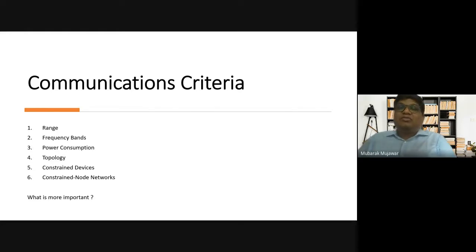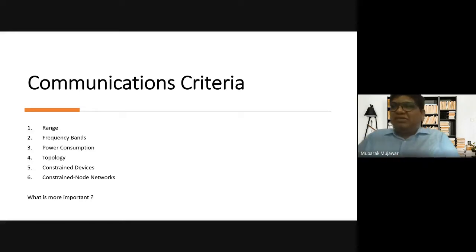Then we'll talk about frequency bands. We'll be talking about different bands, starting from unlicensed spectrum until sub gigahertz frequencies, and how those frequencies are assigned for particular applications. Then we'll talk about power consumption. What are the requirements of power consumption by our communication devices? Then the 4th thing is very obvious: what kind of infrastructure and topology we are using for our communications. And in the end, we'll talk about 2 important aspects.